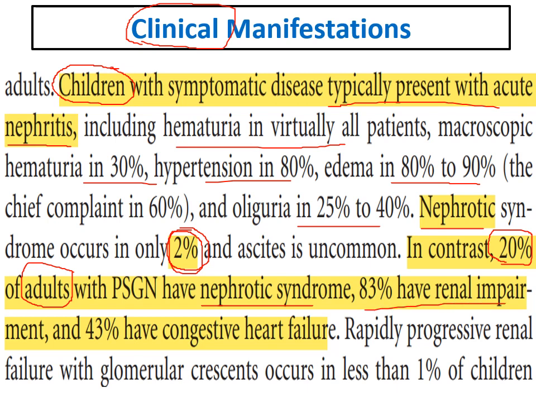And renal impairment in around 83%, and take care of that. Around 40% can have congestive heart failure, resulting from volume overload and oliguria. Rapidly progressive glomerulonephritis can occur in less than 1% of children and adults. So don't forget that children usually present with typical nephritic presentation, while adults can present with nephrotic syndrome in 20% and congestive heart failure in 40%.